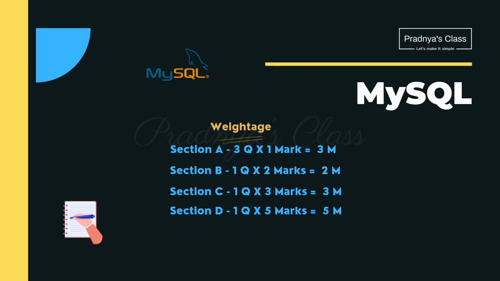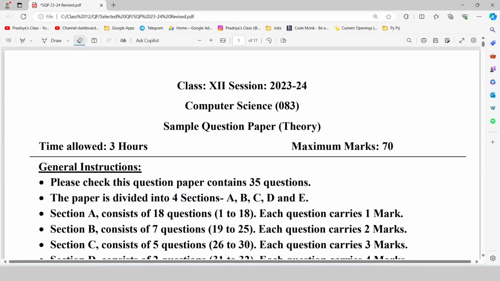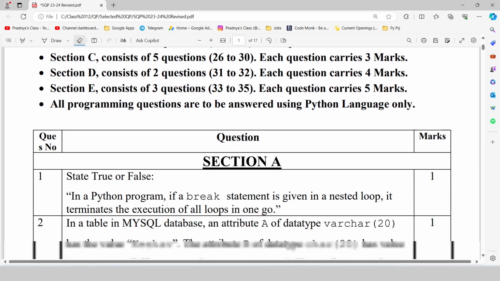You know the weightage for this unit number 3, that is relational databases. Total 20 marks are allotted to it. You will be getting questions in almost all the sections. The distribution of the marks may vary, but we need not worry about the distribution. We will be concentrating on solving the questions. Here is the sample question paper issued by CBSE for the session 23-24.